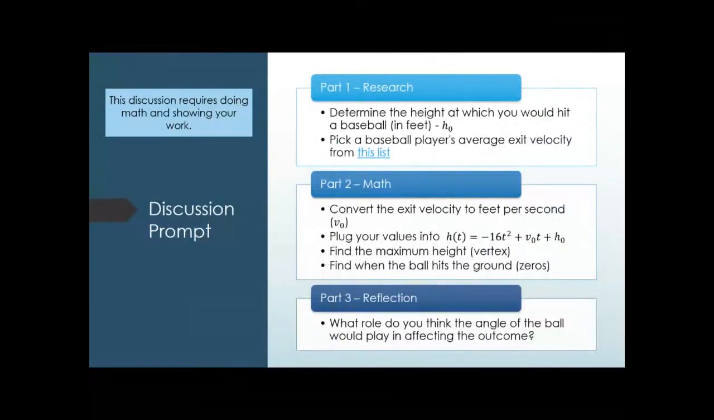So going back to the discussion here, you're going to pick a number off that list, and then you're going to pick a height based off of how high you think you'd be off the ground. Some people do it off of the strike zone, which is a great way to do it. I don't know off the top of my head how high the strike zone is, so I'd have to do some research.